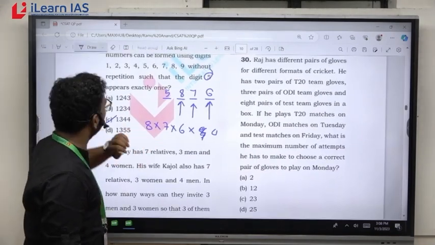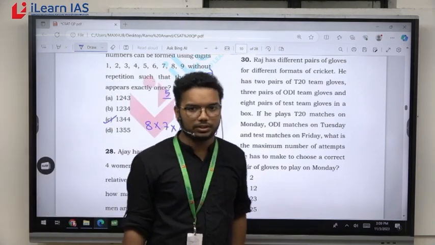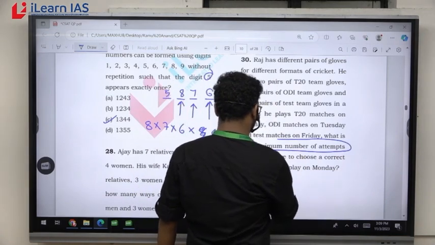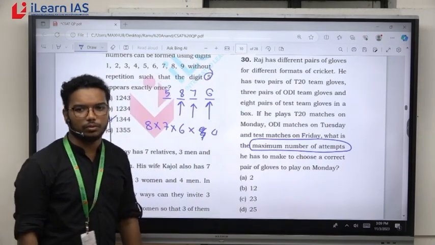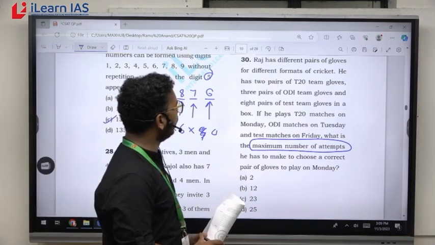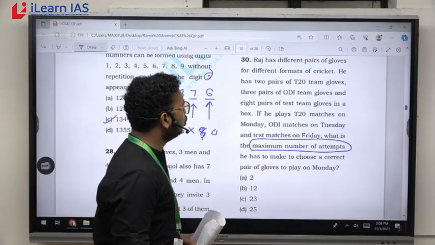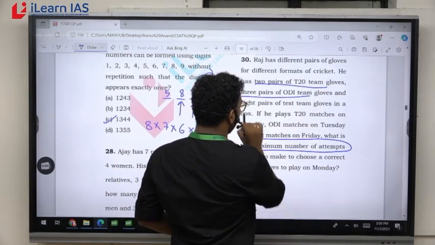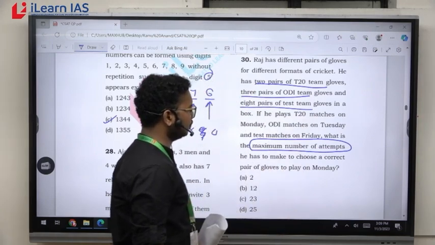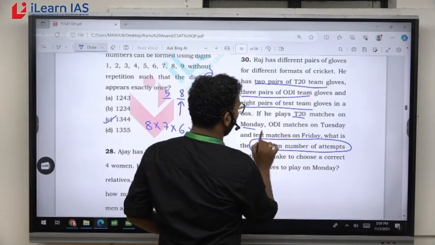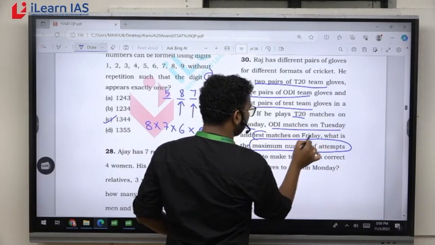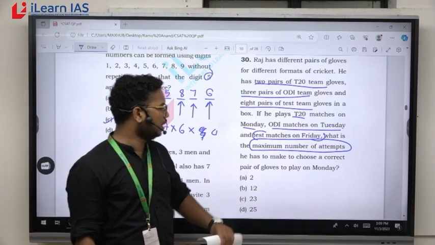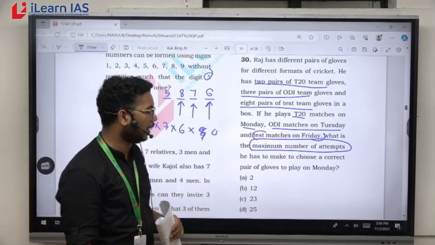Similar type of question last time was asked. ചോദിച്ചിരിക്കുന്നത് എന്താണ്? Maximum number of attempts. നോക്കൂ, Raj has different pairs of gloves for different formats of cricket. 2 pairs of T20, 3 pairs of ODI, and 8 pairs of test team gloves. Okay, T20 matches on Monday, ODI matches on Tuesday, and test matches on Friday. Okay, maximum number of attempts he has to make to choose a correct pair of gloves to play on Monday.